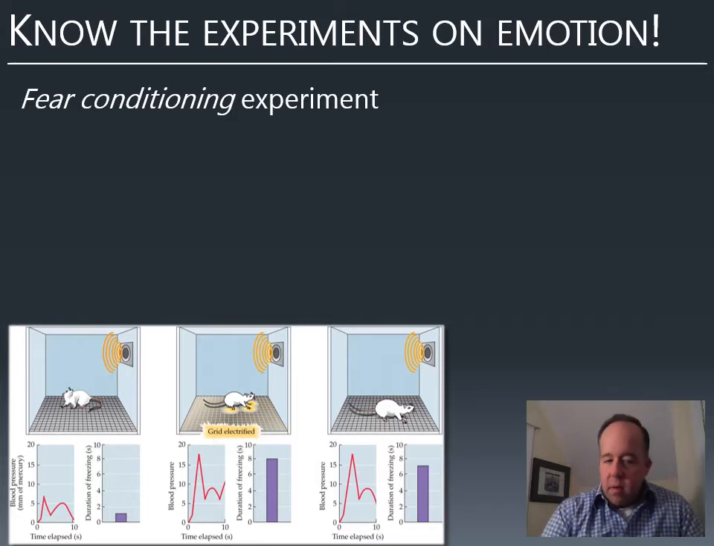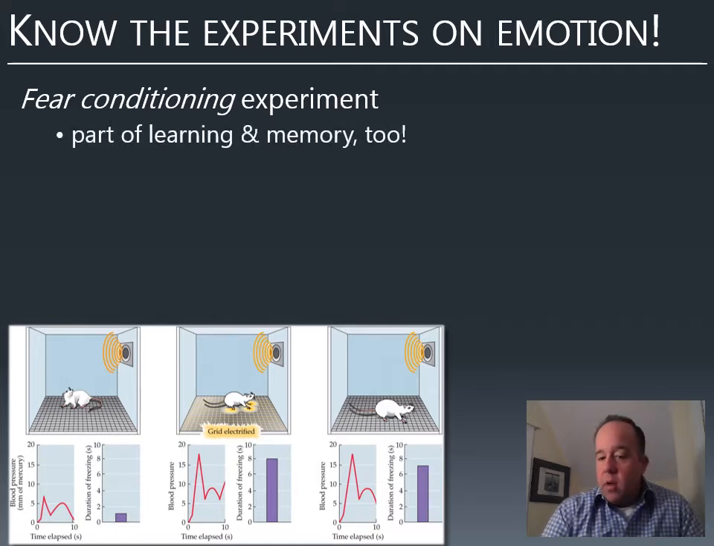So we have a rat that at first doesn't respond much to a tone when it comes on. It might freeze a little bit, but then it associates the tone with a shock because those are presented together over and over again. And then after that, all it takes is the tone to induce a fear response in the rat. So this has to do with emotion. It has to do with fear. It's obviously also part of our learning and memory unit as well.